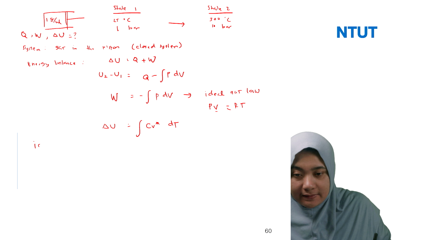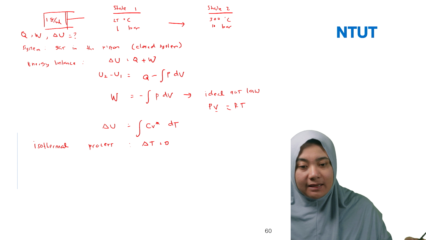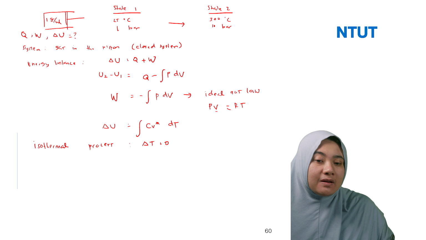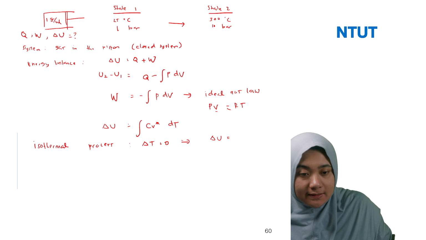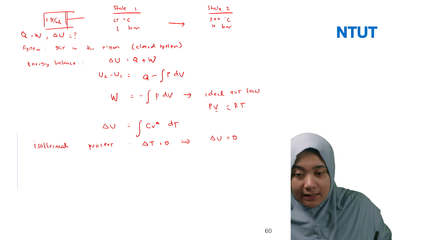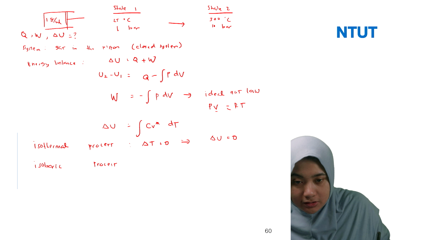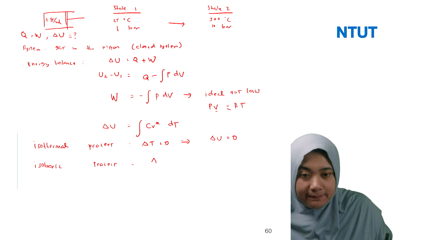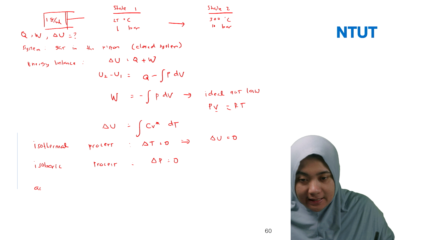Remember the three processes in this case. For the isothermal process, it means that the temperature is constant, so everything that is a function of delta T is equal to zero. Which one is a function of T? It's delta U, so delta U is equal to zero. In the isobaric process, the pressure is the same, so delta P is equal to zero. And we have another one, the adiabatic process.